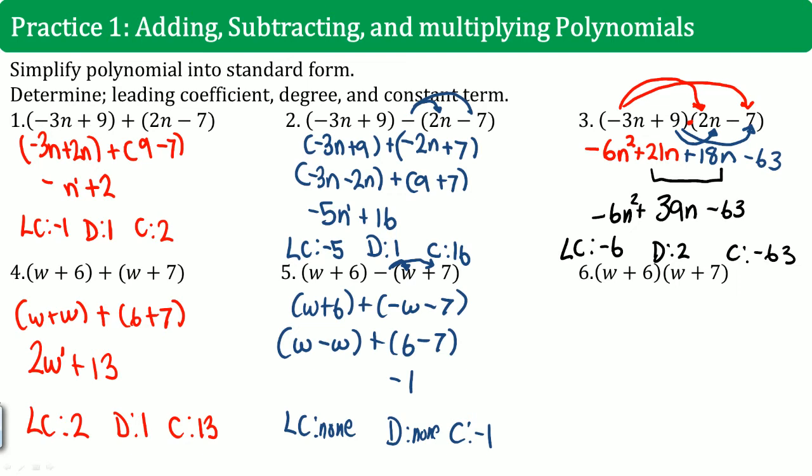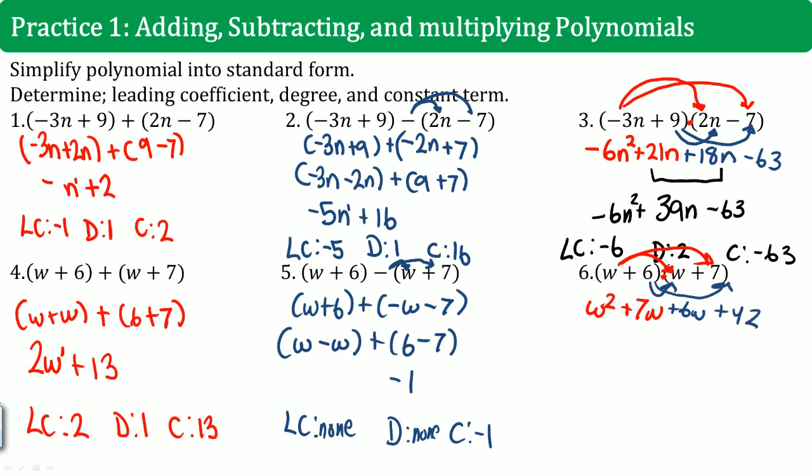Next, let's do number 6, which is a multiplication. So you have your w times your w, gets you w squared. Then your w times 7 is 7w. We distribute the w's, now we distribute the 6. 6 times w is 6w, and 6 times 7 is 42.